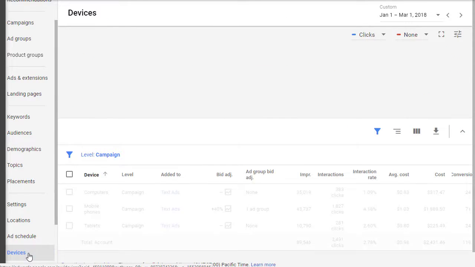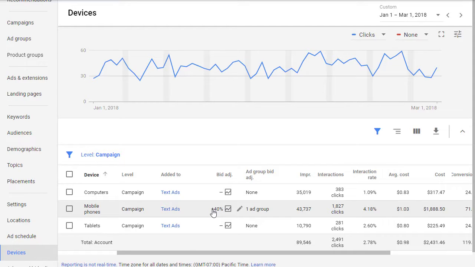And so we're going to jump in and look at the devices and figure out what exactly is going on with this account. So if we look at the devices, you can see that they have a mobile bid adjustment of plus 40%. Now a lot of times companies will make mistakes, and one of the mistakes is not adjusting the mobile bid adjustment at all. The other one is creating a mobile bid adjustment that makes sense, but then not revisiting that mobile bid adjustment.